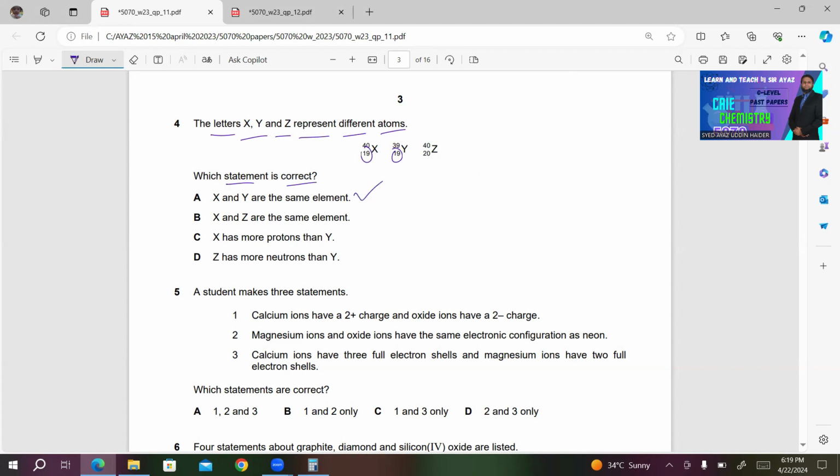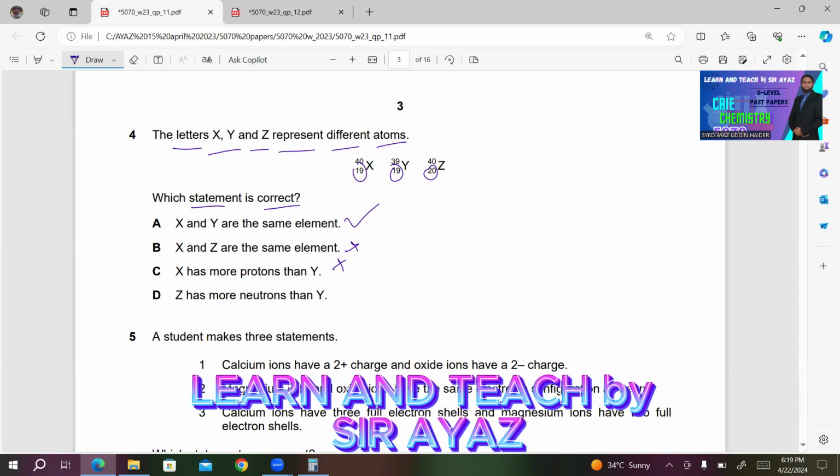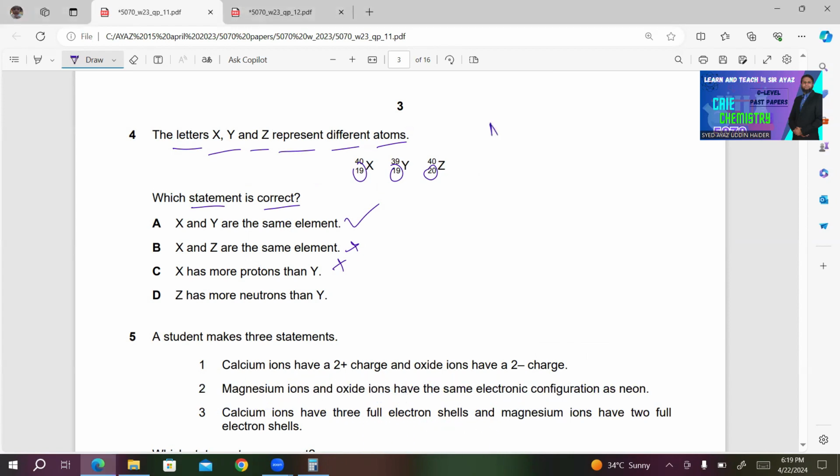For your convenience, I am reading the other statements. B. X and Z are the same element. So if you look at the proton number, they have different proton numbers. So they can't be the same element. This is incorrect. C. X has more protons than Y. This is wrong because X and Y both have the same protons. D. Z has more neutrons than Y. For Z, if you want to work out the neutrons, it must be 40 minus 20 gives 20. What about Y?